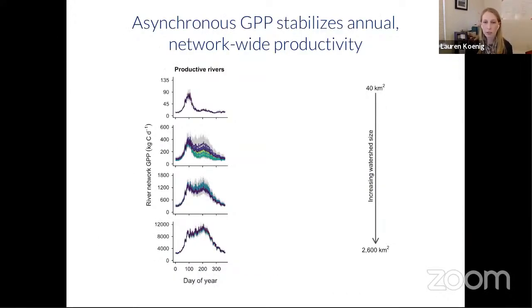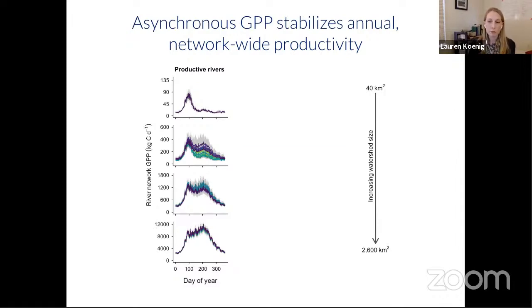We also considered networks across a range of watershed size. And so here I'm again showing the network scale productivity for any given day, where each row represents a range in watershed size from small watersheds of about 40 kilometers squared to considerably larger, 2,600 kilometers squared. And so in small watersheds, river network GPP is limited to the spring just because there's not many large river reaches that contribute more of a summer peak.